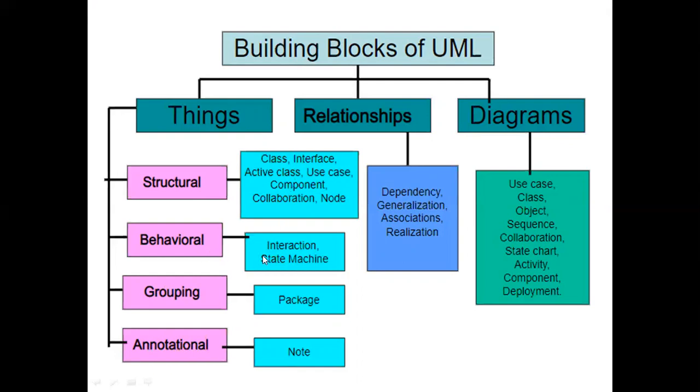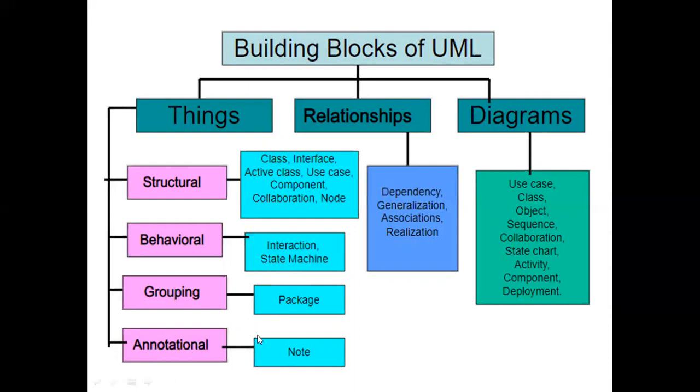Next one, behavioral things. They are interaction and state machine. There are two behavioral things, interaction and state machine. The interaction is used in the fourth unit, that is interaction diagrams. The state machine is used in the fifth unit, that is the state chart diagram. And next one is grouping things, that is packages. The packages are used in the sixth unit.